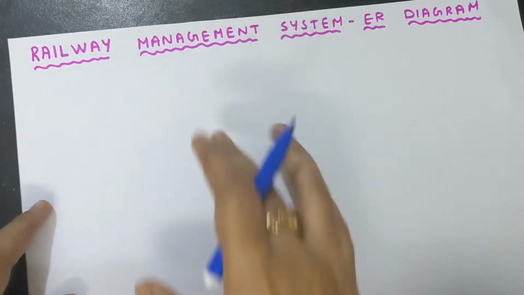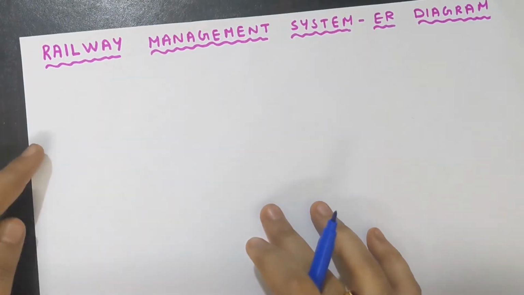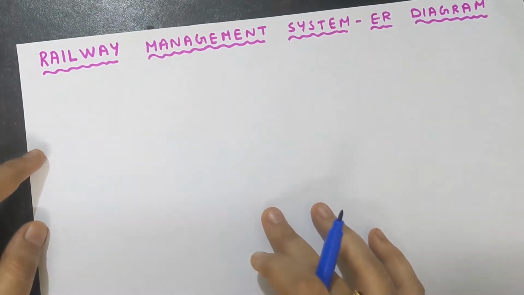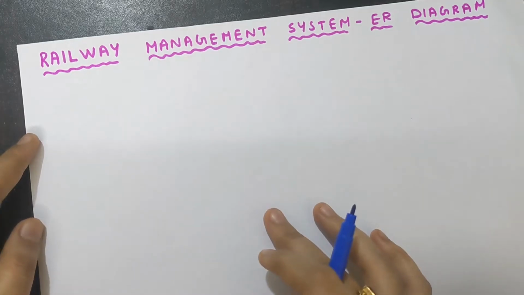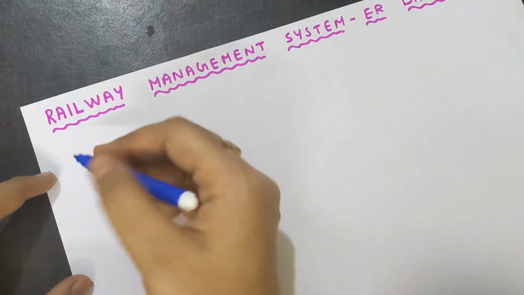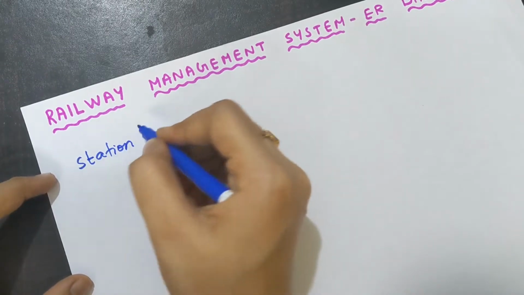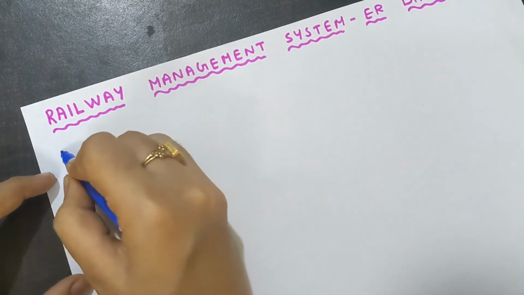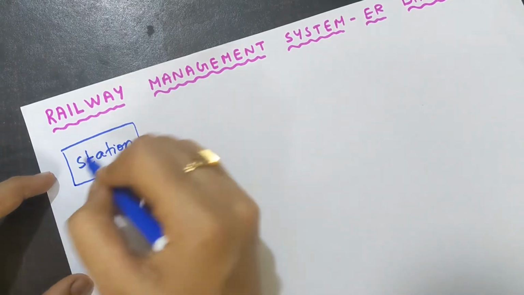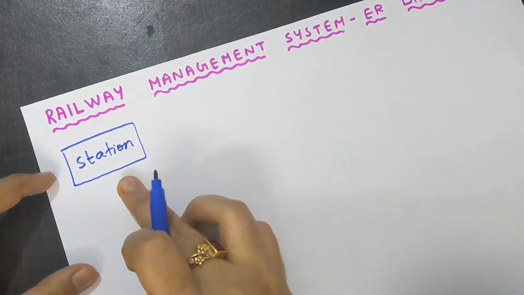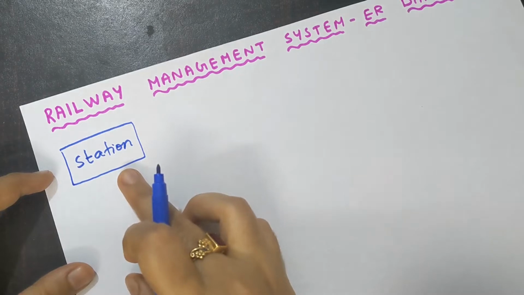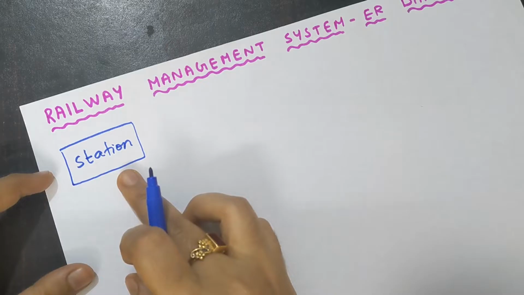Okay. So entity should always be written inside the rectangular box. So don't forget to write the entity name inside the rectangular box. So, station. Why is station an entity? Since it is an entity, I need to write it inside the rectangular box. Why is it an entity? Because it is an object with physical existence. Because you are able to see the railway station, right?